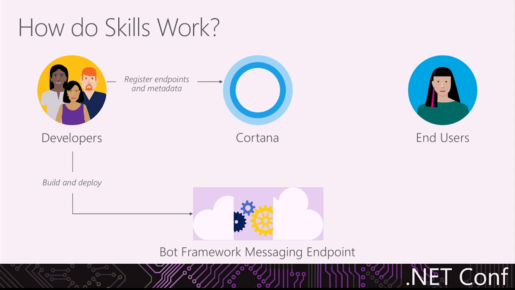Once I've deployed those endpoints, I register these as well as some metadata around how the skill should be invoked with Cortana. End users then hold conversations with Cortana, talk to her, ask her about different things, and because I've registered this metadata with Cortana, she's able to invoke these bot framework messaging endpoints on request.